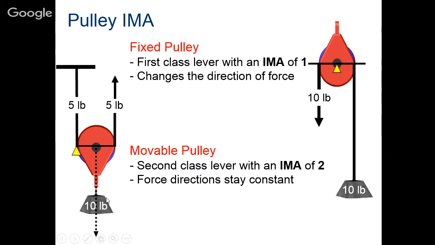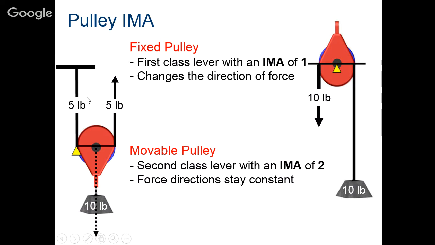So let me give you an example. If I want to move this 10-pound load 5 feet off the air, I need to pull on this string 10 feet worth of string. That's because 5 feet are going to be coming out of this portion, and 5 feet are going to be coming out of this string.